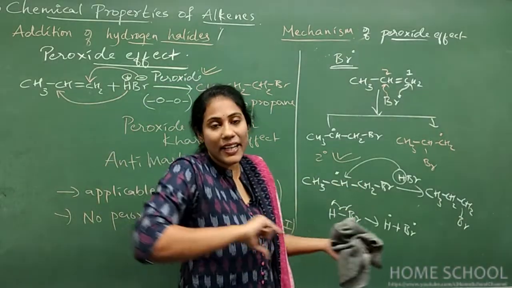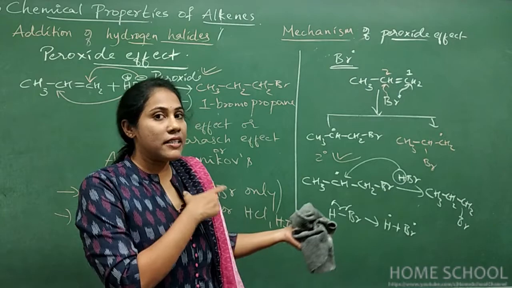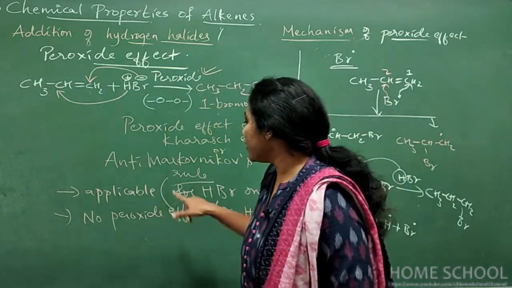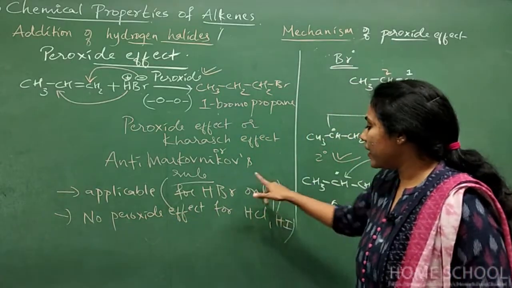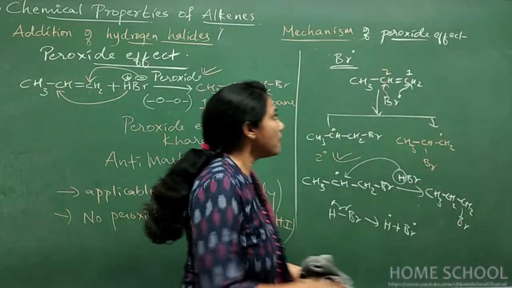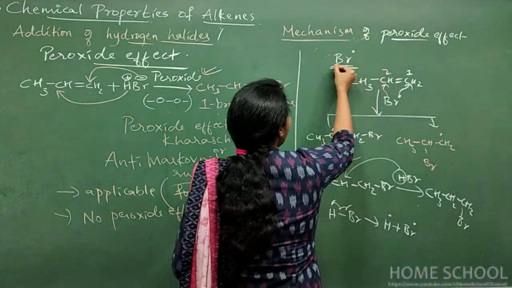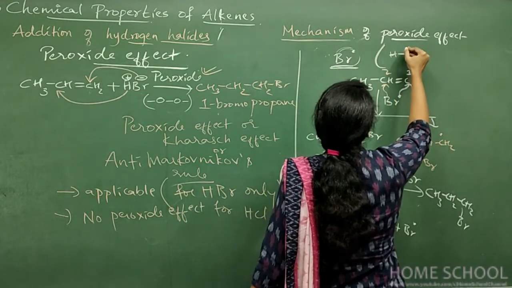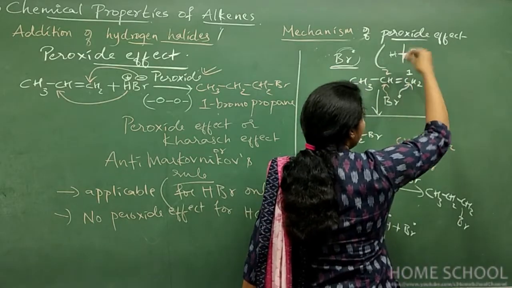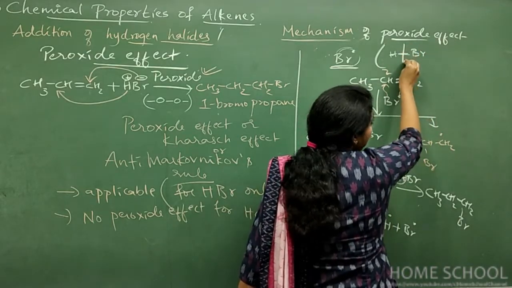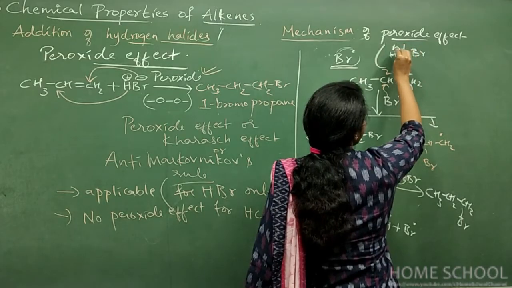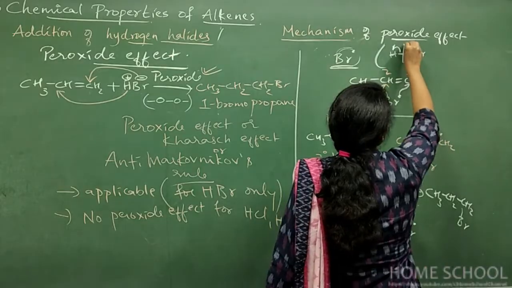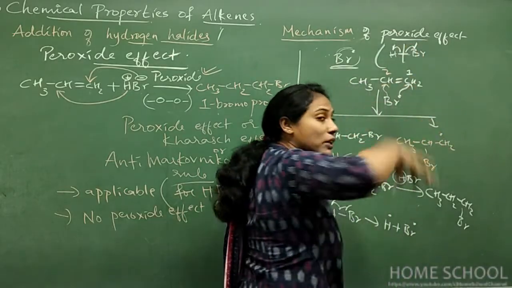Clear? So there is a slight difference between the previous mechanism and this mechanism, right? Why did I say there is no peroxide effect for HCl? For HCl it will not work, because to form Br free radical, initially the HBr bond should break homolytically. I mean, it should break in such a way that one electron of the bond moves to H and the other electron moves to Br. So this bond must break easily homolytically.